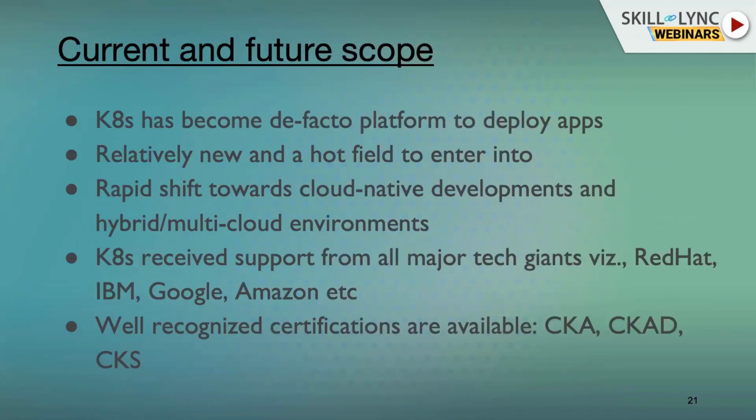Now, we saw what Kubernetes is and how it is used. So what is the current and future scope? Because all the application development happening in the world is moving to cloud, it's all becoming cloud native. Container and microservice architecture is what you will see going ahead. And because of the scale and other requirements, container orchestration is a must today. So Kubernetes has become a de facto platform to deploy apps.